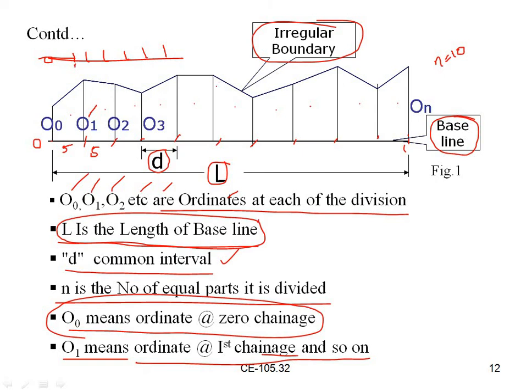So for the irregular boundary, we have to keep the ordinates at a common interval. This should be checked compulsorily while we are taking the measurements. If the interval becomes very long or very short without any consistency, the calculations will become wrong. So this type of problem will occur. We have to take the common intervals, and after that divide it into the number of equal parts depending upon the ordinates.